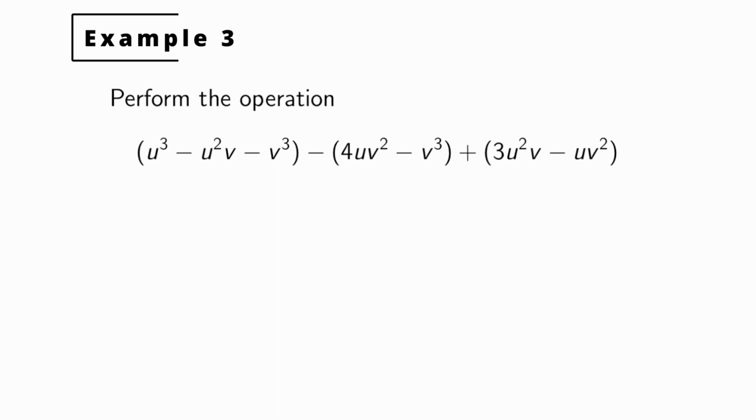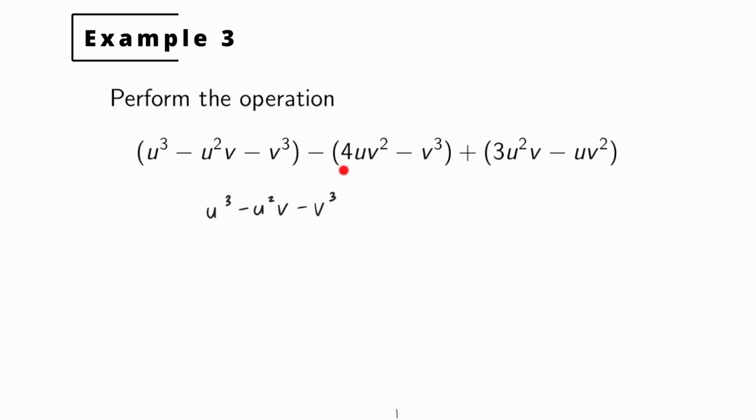Here's our final example. Now we have more polynomials. We're adding this, subtracting this, adding this, but really we just do what we've done in the previous two examples. For the first polynomial, we can just remove the parentheses because there's no negative sign in front of it. So you get u cubed minus u squared v minus v cubed.